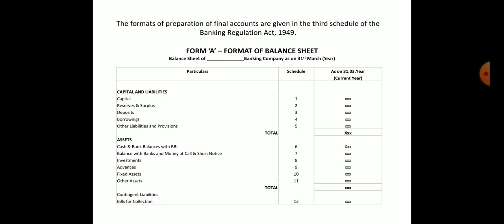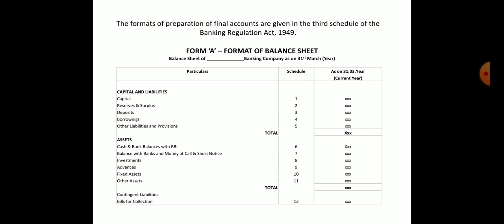Then assets include, first, cash and bank balance with RBI under Schedule 6, balance with banks and money at call and short notice. If we are talking about the first point, cash and bank balance with RBI, that is under Schedule 6. There are two types of ratios. One is called the cash reserve ratio, which we have to maintain with the RBI as security in the form of cash. That is known as the cash reserve ratio.